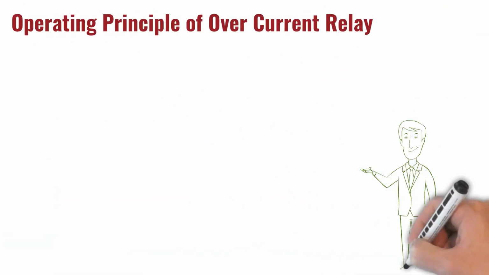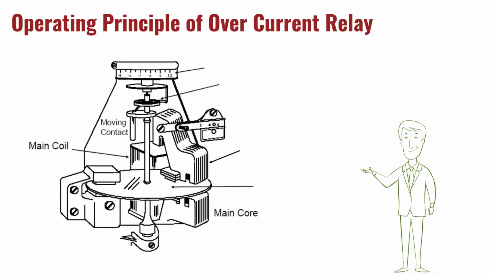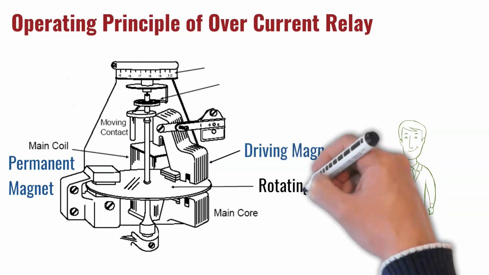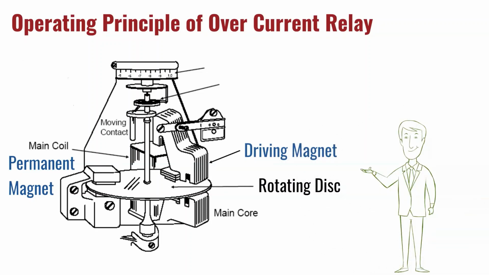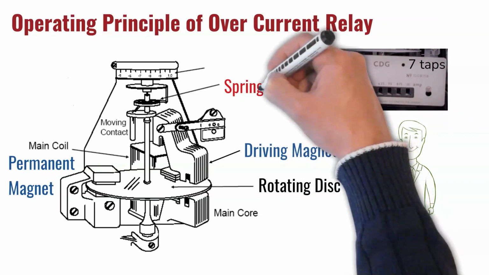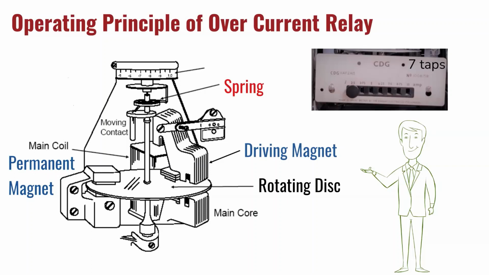The moving system of overcurrent relay consists of two magnets, a damping permanent magnet and a driving electromagnet. The aluminium disc is fixed on a vertical shaft and rotating on two jeweled bearings between the poles of two magnets. The winding of electromagnet has 7 taps which are brought on the front panel, and the required tap is selected by plug setting. When the secondary current of CT exceeds the plug setting, the disc starts rotating and moving contact which is connected to vertical shaft also begins to rotate.